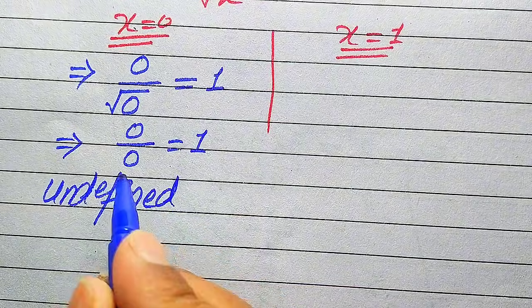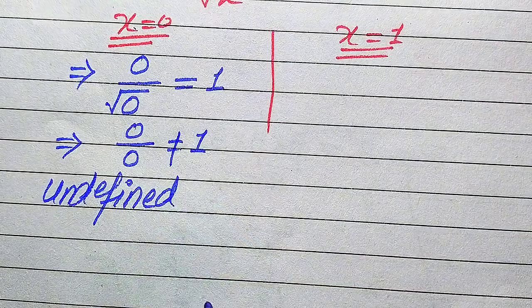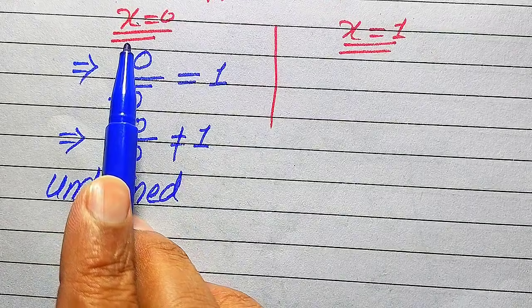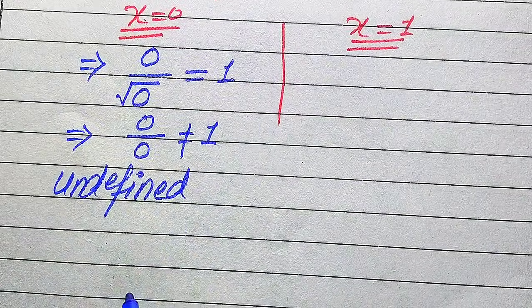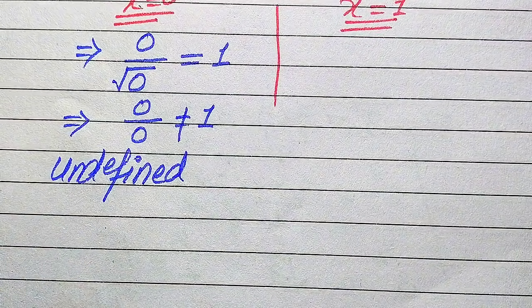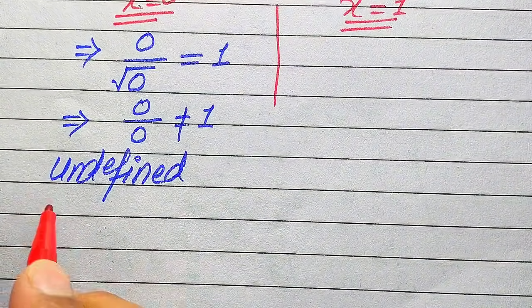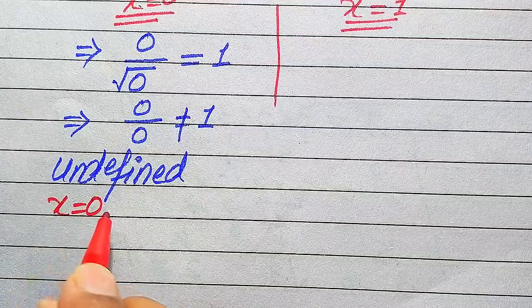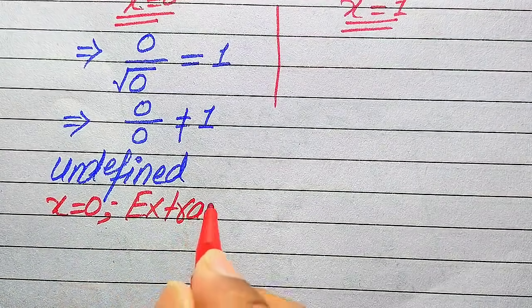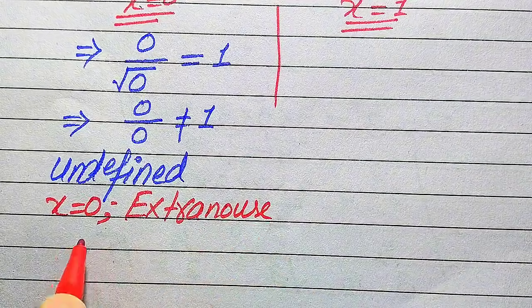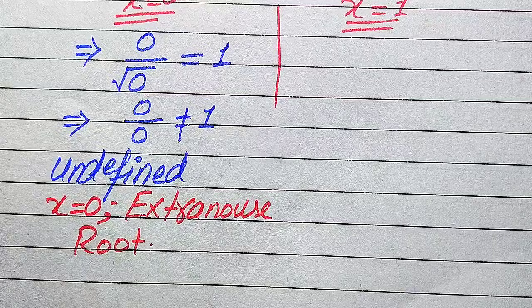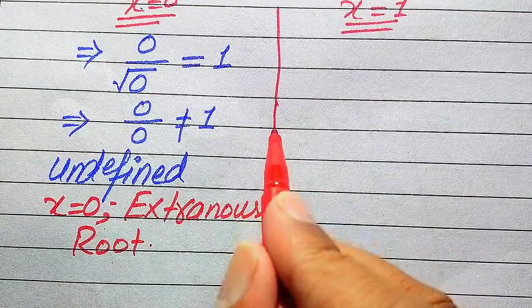So if our left hand side is undefined, this means that both of the sides are not equal. So if both of the sides are not equal, it means that the value x equals 0 does not satisfy our given question statement. If this value does not satisfy our given question statement, then we call x equals 0 the extraneous root of the given equation. Okay, so this is the extraneous root because it does not satisfy our given question statement.